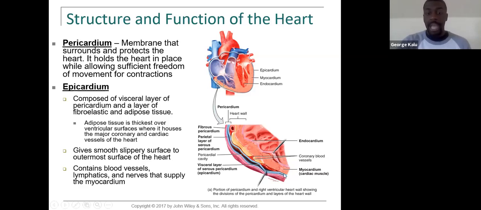The epicardium is made up of fibroelastic tissue as well as some adipose tissue, and the majority of that adipose tissue is found near the coronary vessels and the cardiac vessels of the heart. The epicardium gives a slippery surface to the heart, again to allow nice easy freedom of movement. And inside the epicardium, we have lots of blood vessels, lymphatic vessels, and nerves that extend into the myocardium.